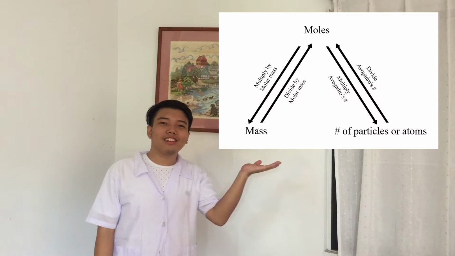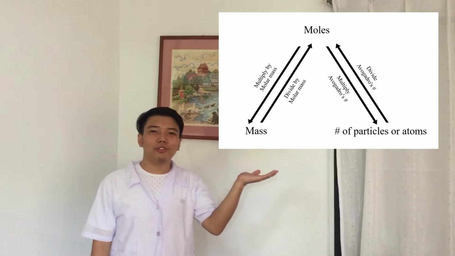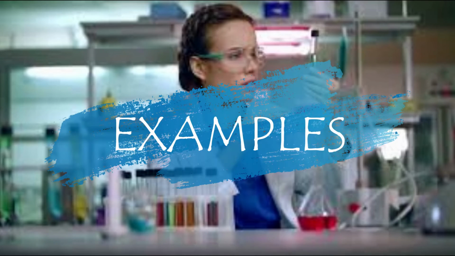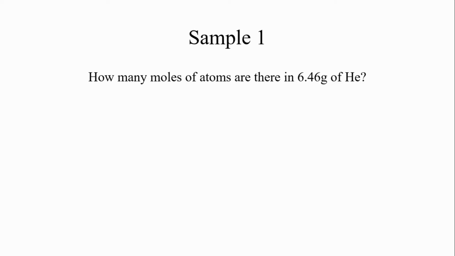The triangle tells us that in order to convert mass to moles, you have to divide the given mass by the given molar mass of the given element. Let's try some examples. Sample number 1. How many moles of atoms are there in 6.46 grams of helium?